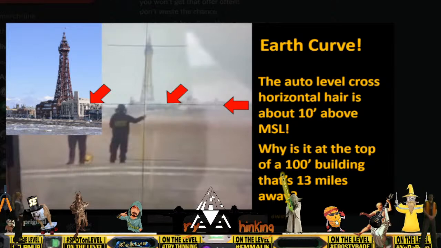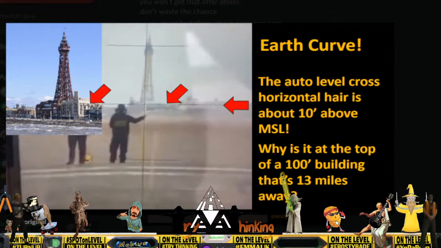Anyone see a curve? You can see the curve underneath my feet because that's below the crosshairs. Barrel distortion or what? Anyone? No, I cannot see any curve here. No. On horizontal and on level.